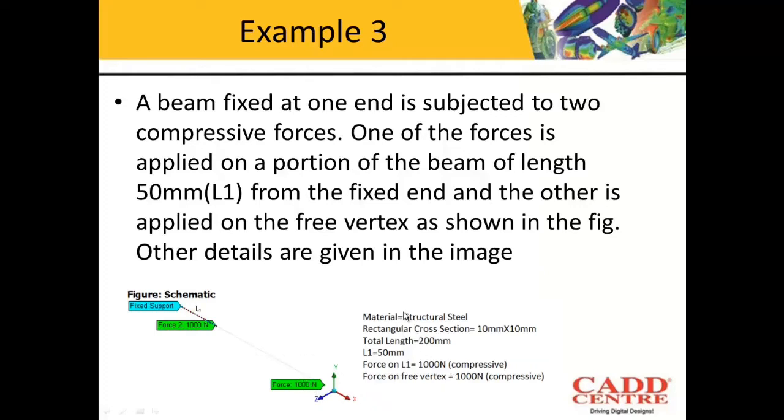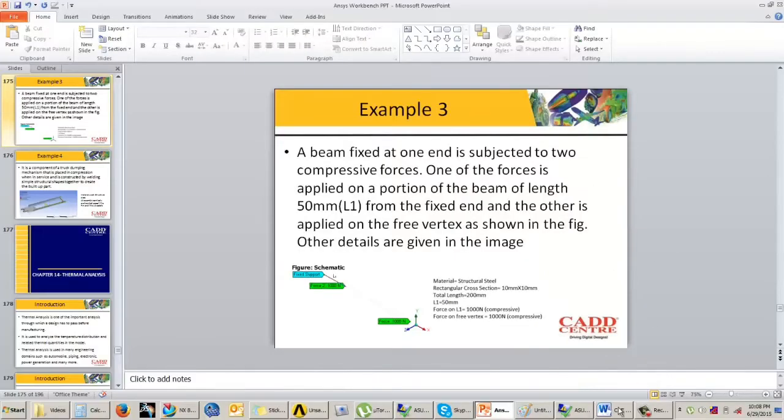The material that we need to use for this analysis is structural steel. We are going to use a rectangular cross section which is 10 millimeter by 10 millimeter. The total length of the beam is 200 millimeter, and length 1, that is L1, is equal to 50 mm. The force on L1 is 1000 Newton compressive, and force on the free vertex is also 1000 Newton in the compressive direction. Okay. Now let us perform this analysis in Ansys Workbench.